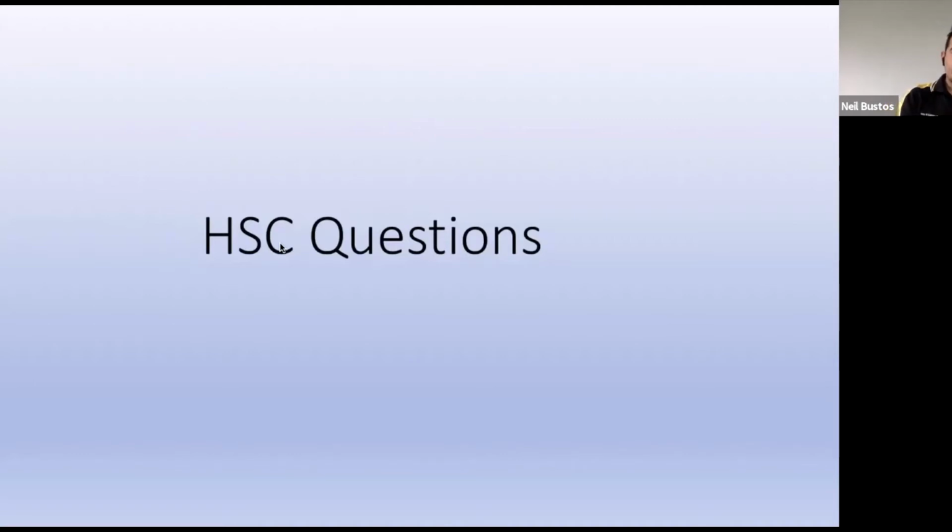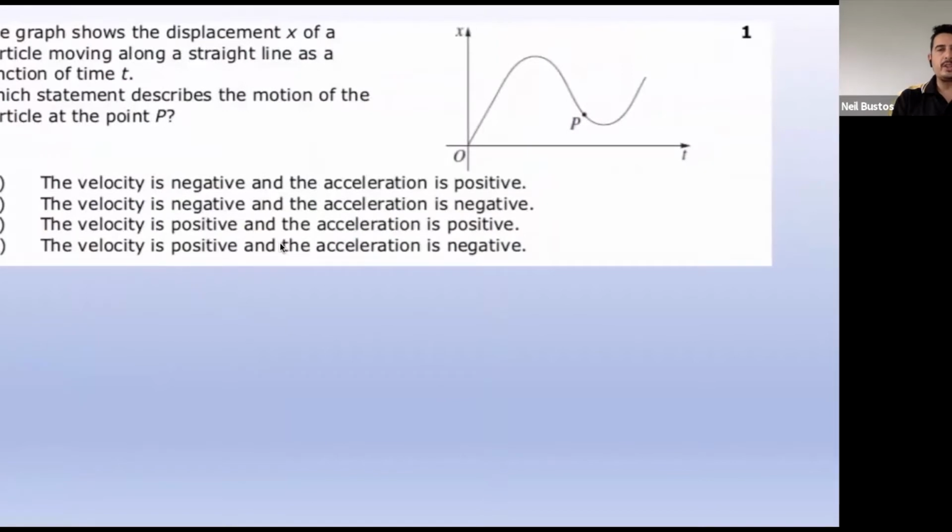Okay, so I want to see what you guys think the answer is of this one. This is a past HSC question. So we've got point P. Which one is it? A, B, C, D, or E. What is X in this world? What does it mean? Displacement. Displacement, yeah, awesome.